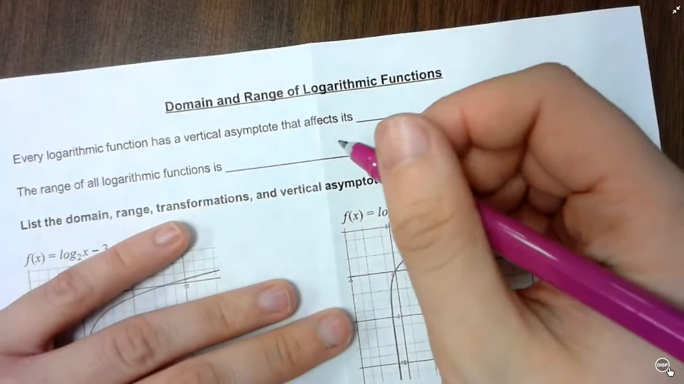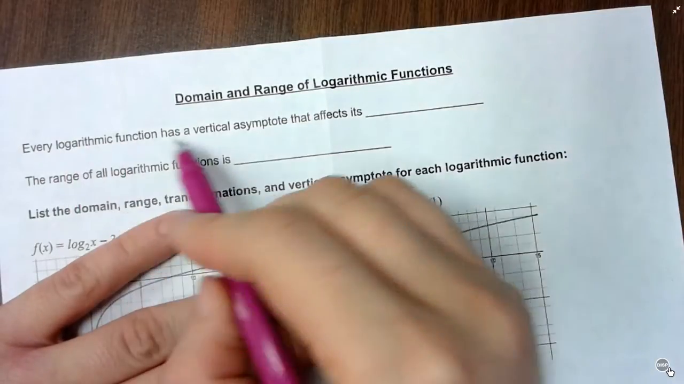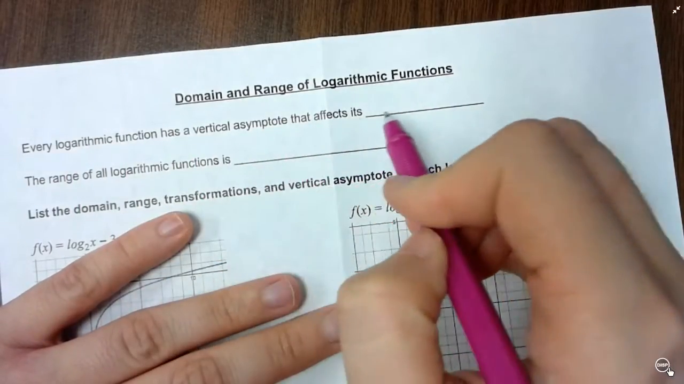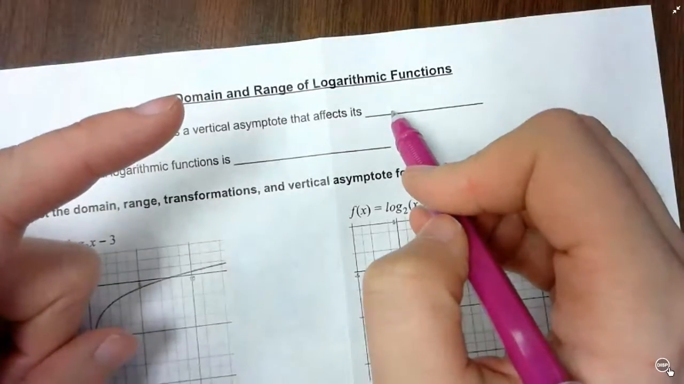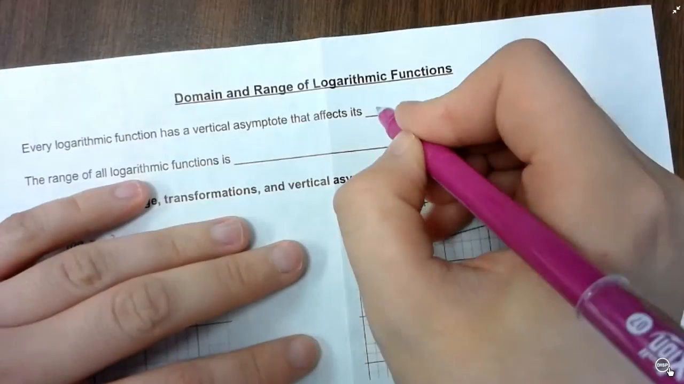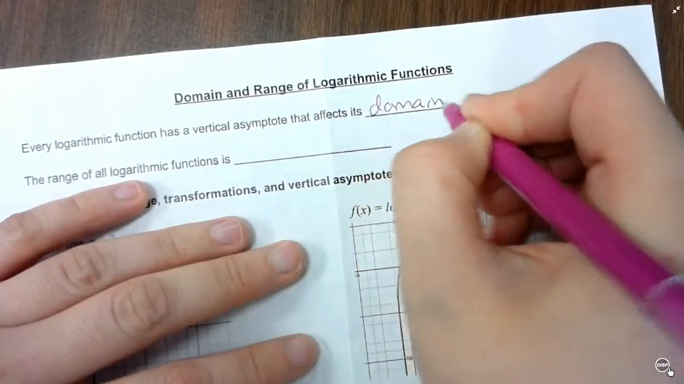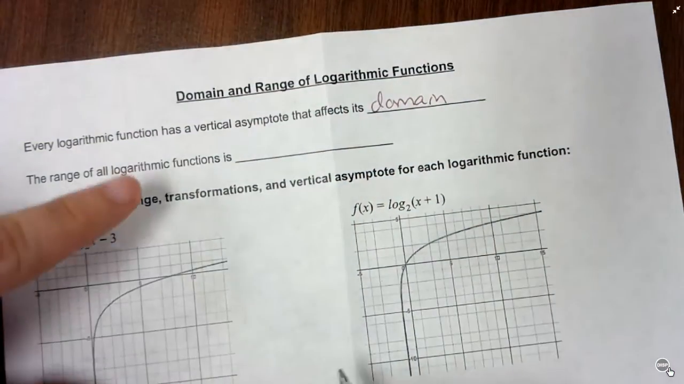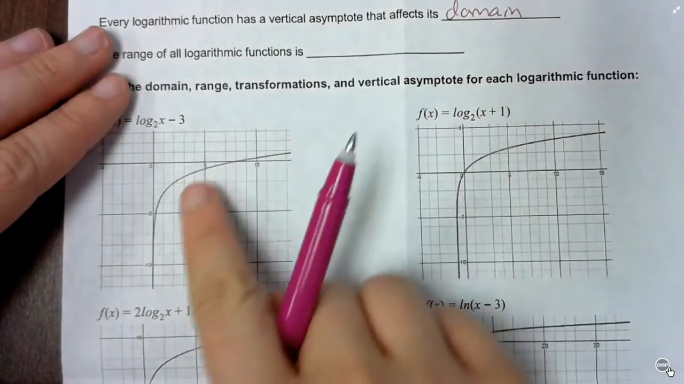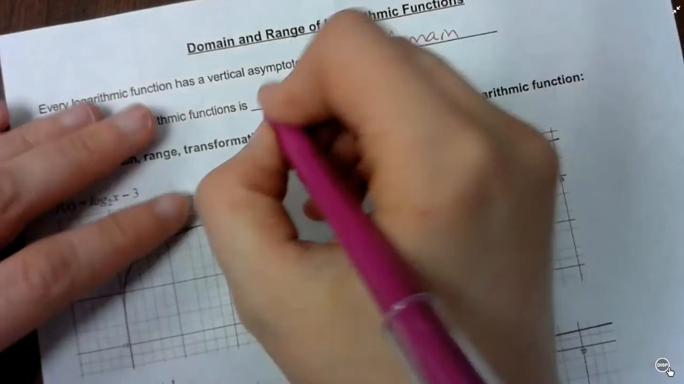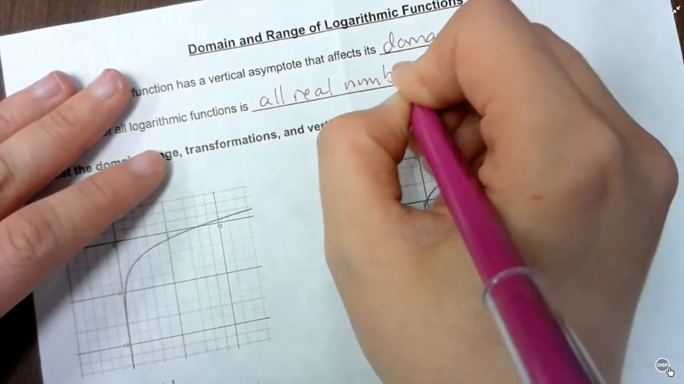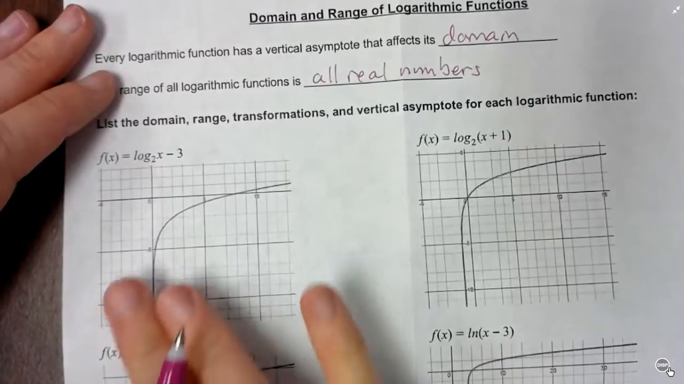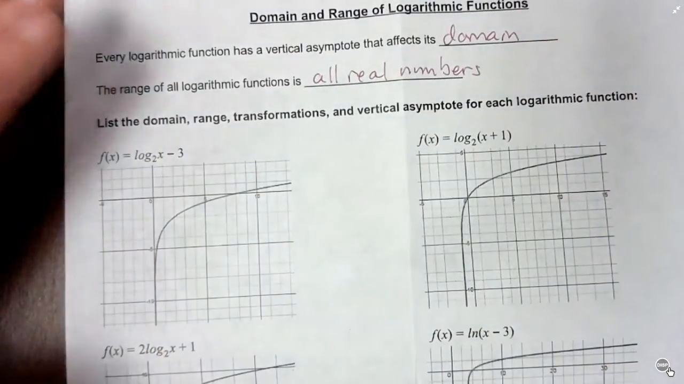Every logarithmic function has a vertical asymptote that affects its domain, so check the previous page if you don't remember. Now the range of all logarithmic functions, so your up and down, what y values can you have, is going to be all real numbers. So for a logarithmic function, your range, or your y values, will cover all real numbers.